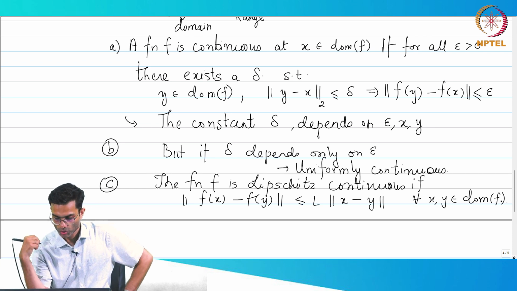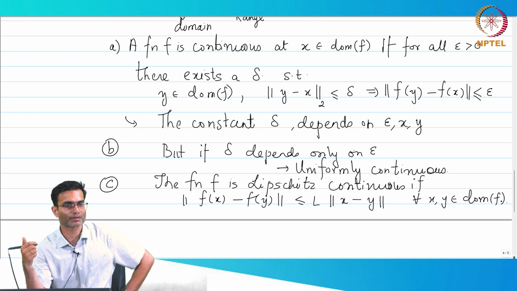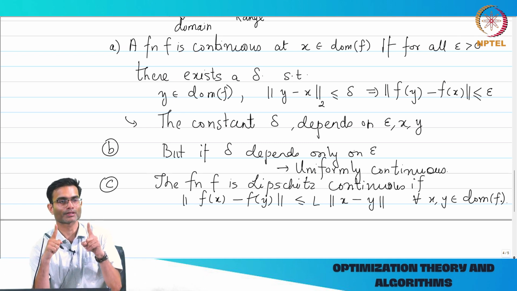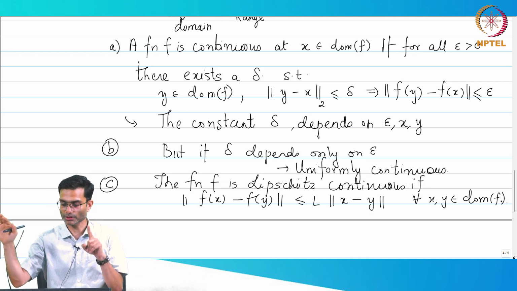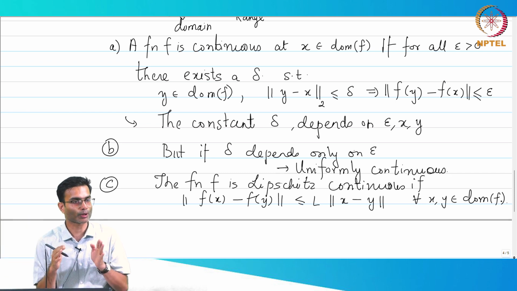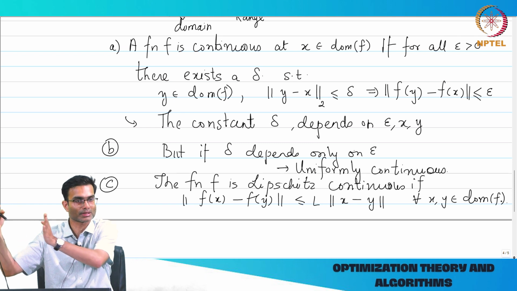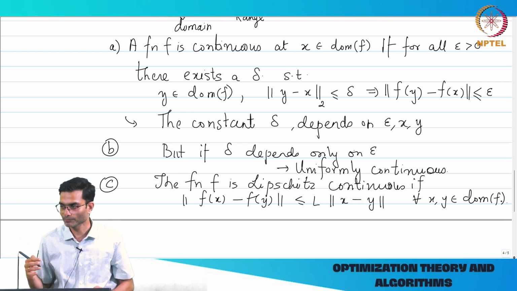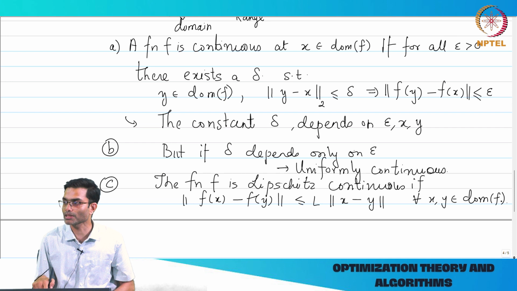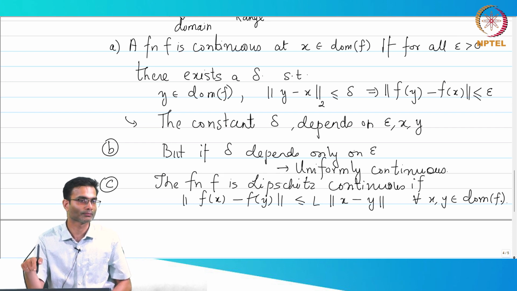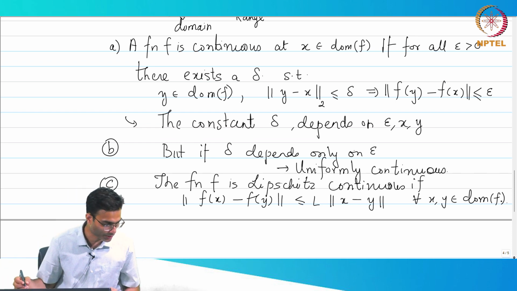So notice the slight difference in flavor with definition A or definition B. In definition A or B, the distance between the function values was just related to a constant epsilon. But here, this distance is proportional to the distance between the points x and y. Notice norm of x minus y is appearing on the right hand side here. It did not appear earlier, right? So this is a difference, and this is called Lipschitz continuity.